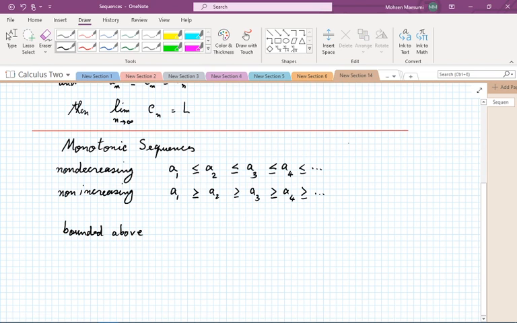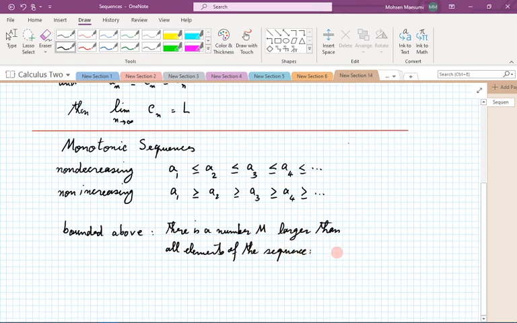Bounded above means there is a number that's bigger than all the elements of the sequence. So this means there is a number, call it say m, larger than all elements of the sequence. So we write it like this: an is less than or equal to m for all elements of the sequence n. Let me show you what this thing is about.